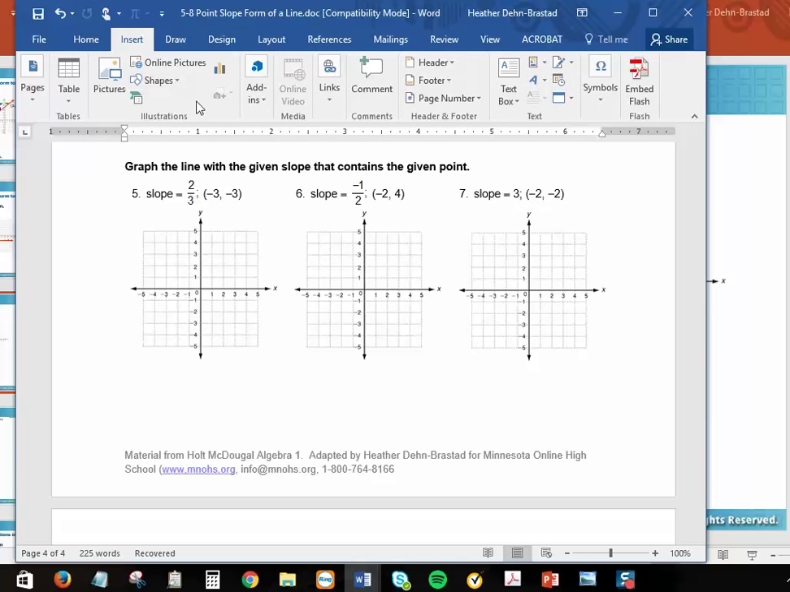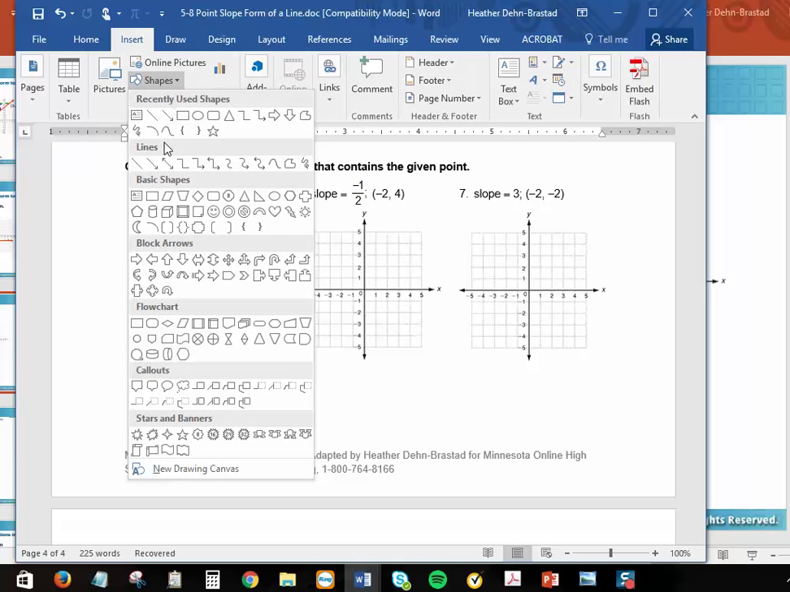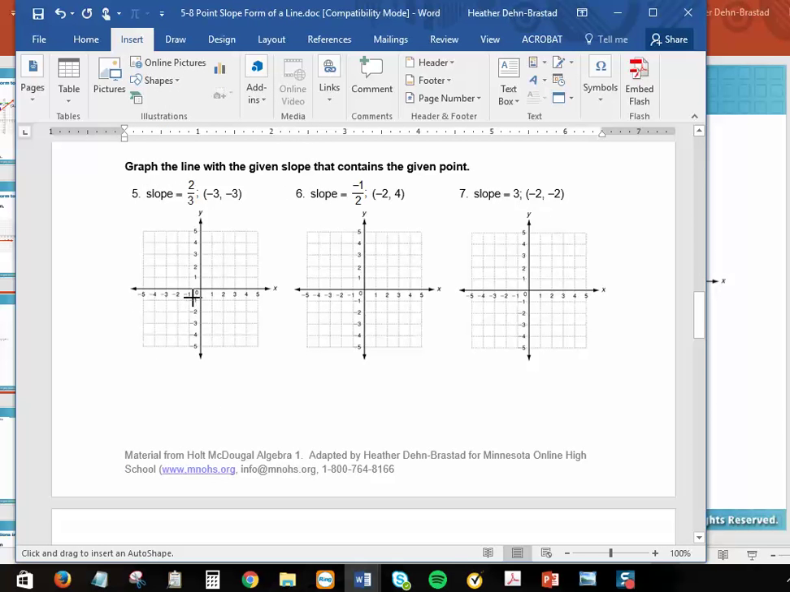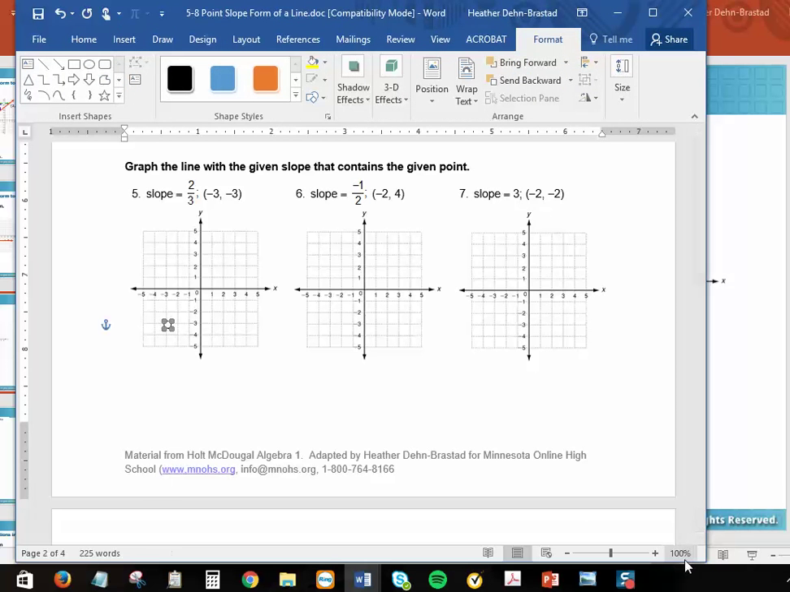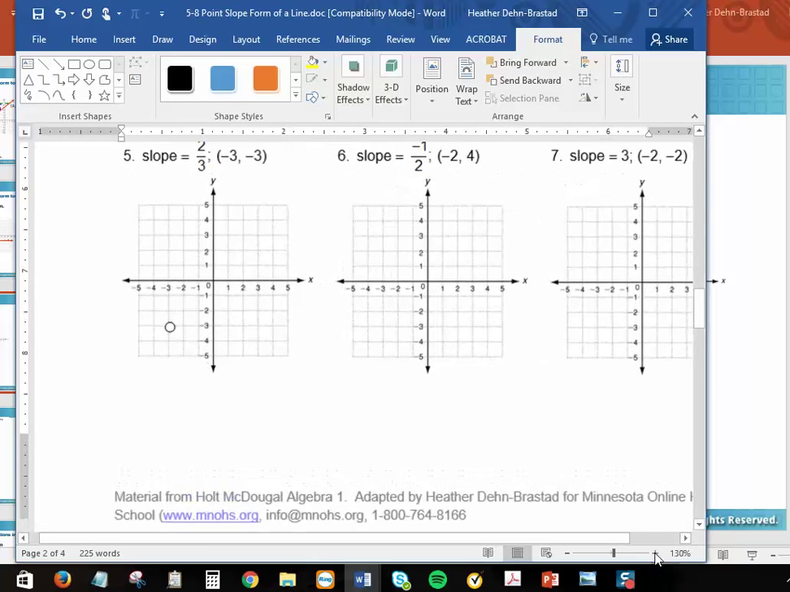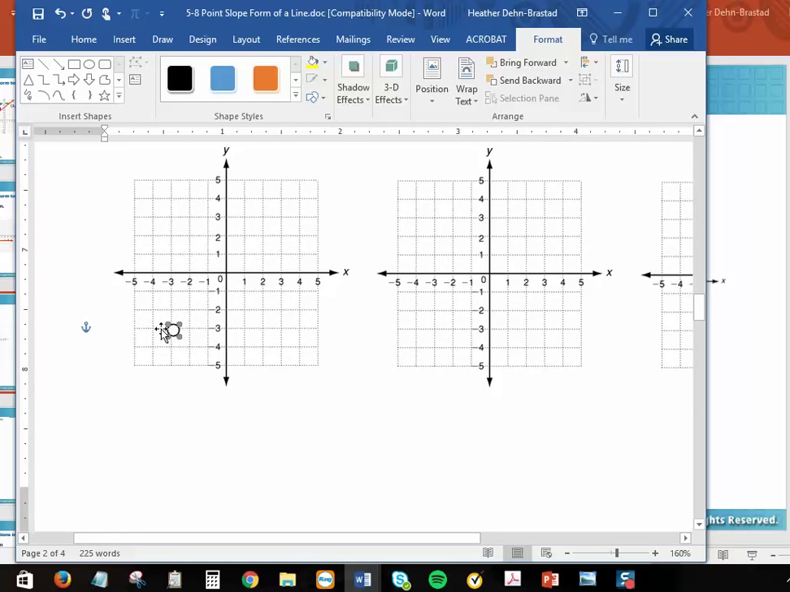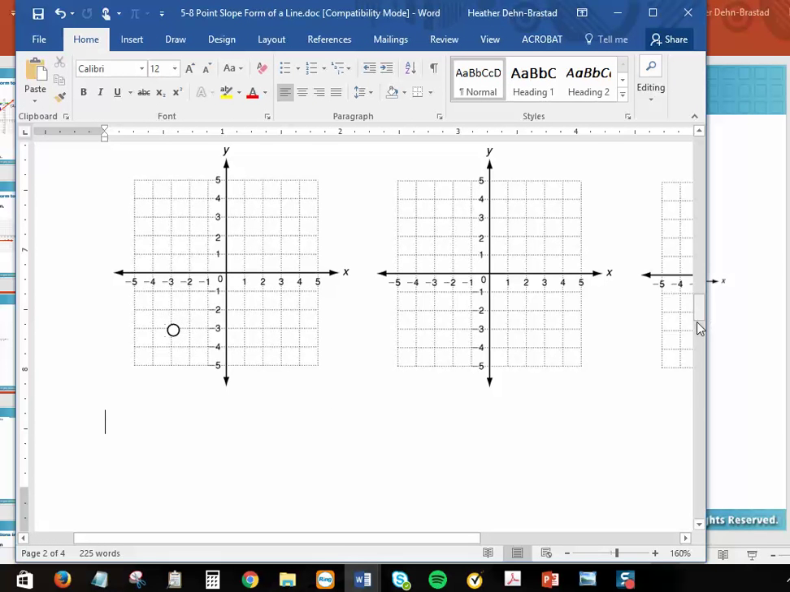I'm going to go to Insert, Shape, and pick something that would make a point. You can pick a circle or a star or a cross. I don't care. I'll just pick an oval. And then go to -3, -3. I maybe should have made this a little bigger. Zoom in a little bit. That will help us. Okay, that's pretty close. And you don't have to fill your point in. Oops, I was better off where I was before. And it's okay if it's not exactly in the right spot.